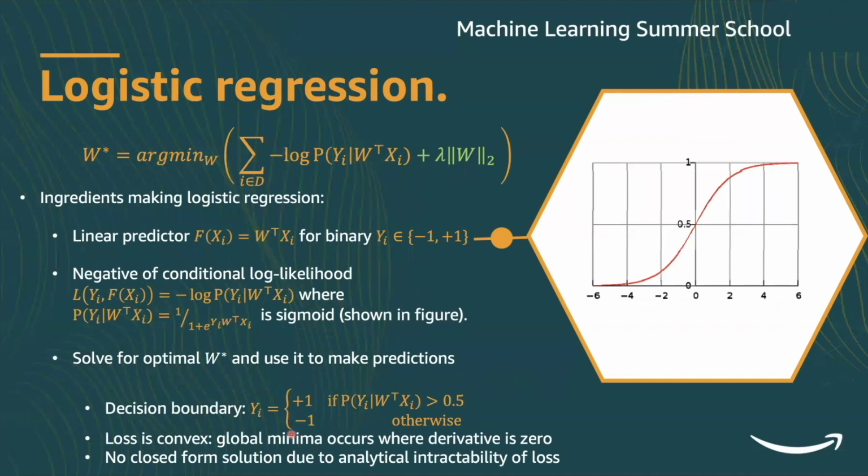Now we can extend this to logistic regression, which is really a method that applies for classification. The linear predictor continues to be the same. It's W transpose X, but the loss function is going to be a bit different. What we have here is a variable Y that belongs to one of these two classes, -1 or +1. It's a binary classification problem.